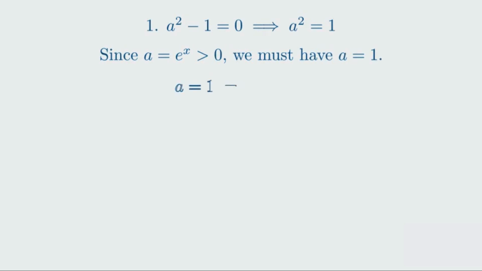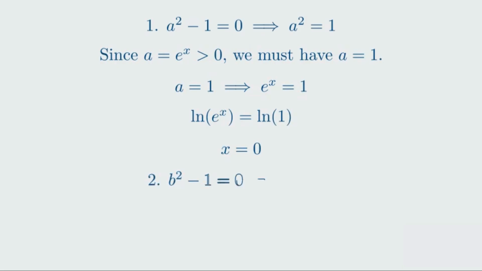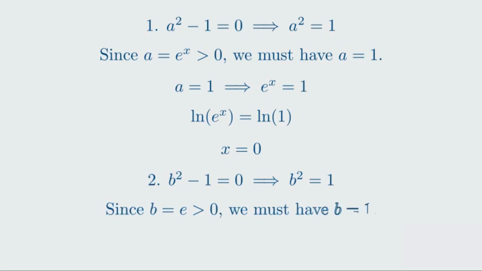Substituting back a equals e to the x, we get e to the x equals 1. Taking the natural logarithm of both sides gives us our first solution, x equals 0. The second condition is b squared equals 1. Again, b equals e, which is positive, so we must have b equals 1. However, b is defined as e, which is approximately 2.718, so b cannot equal 1. This condition yields no solutions.